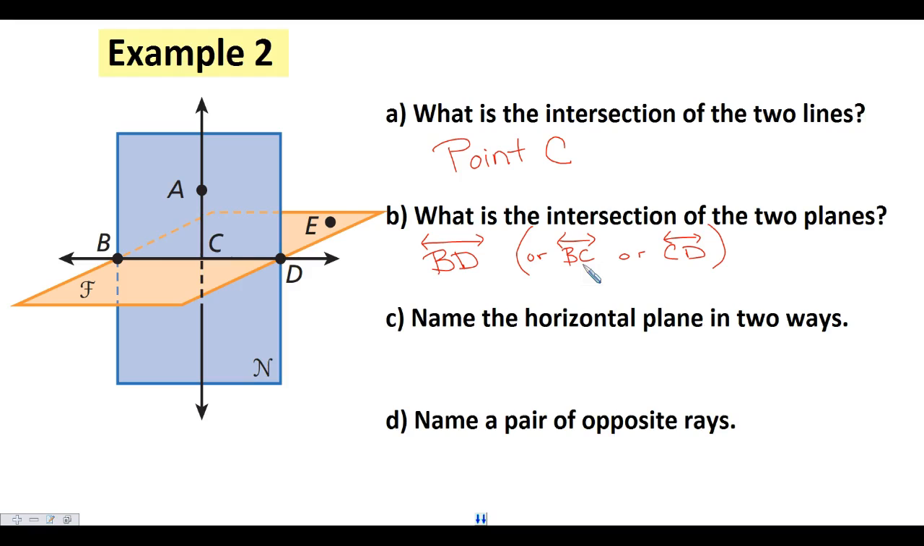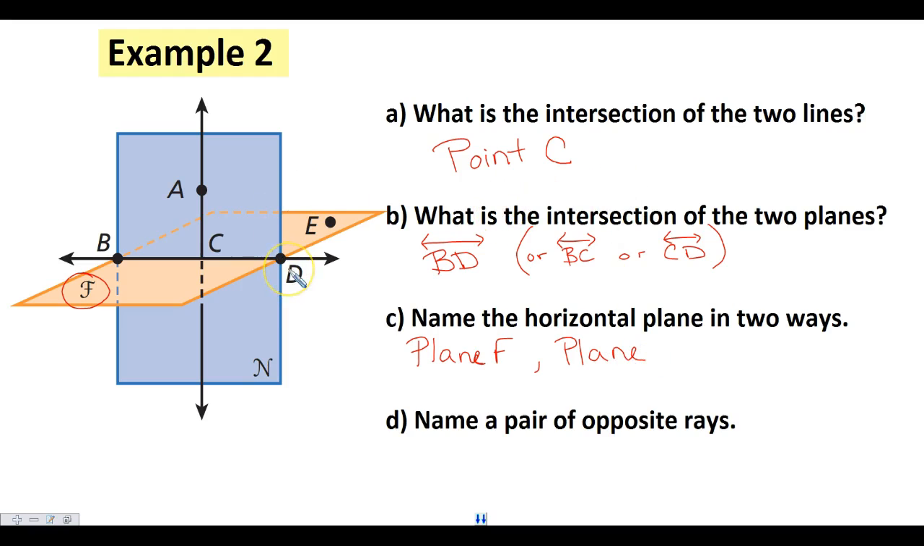All right. So for part C, we want to name the horizontal plane in two ways. So our horizontal plane is our orange plane here. Here we have a cursive capital letter F. That is our naming letter. So I can name this as plane F. Okay, so that's one option. The other option is to name the plane using 3 points that are not on a line.